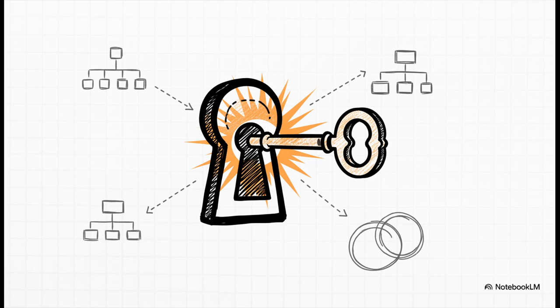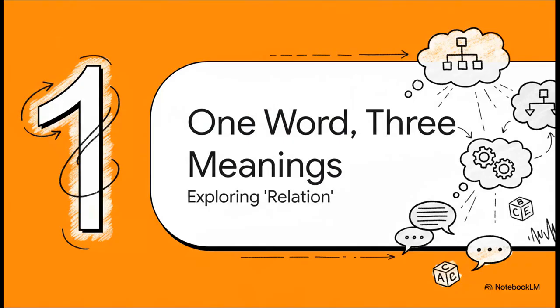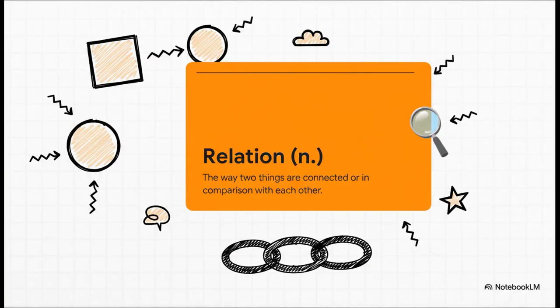And as you're going to see, the way it can mean so many different things is the key to understanding something much, much bigger. All right, so let's dive in and see how this one word can cover so much ground. We're going to look at three totally different definitions for relation. First up, we've got the meaning you probably use all the time. A relation is just the way two things are connected. You can think of it like a bridge or a link between different concepts.